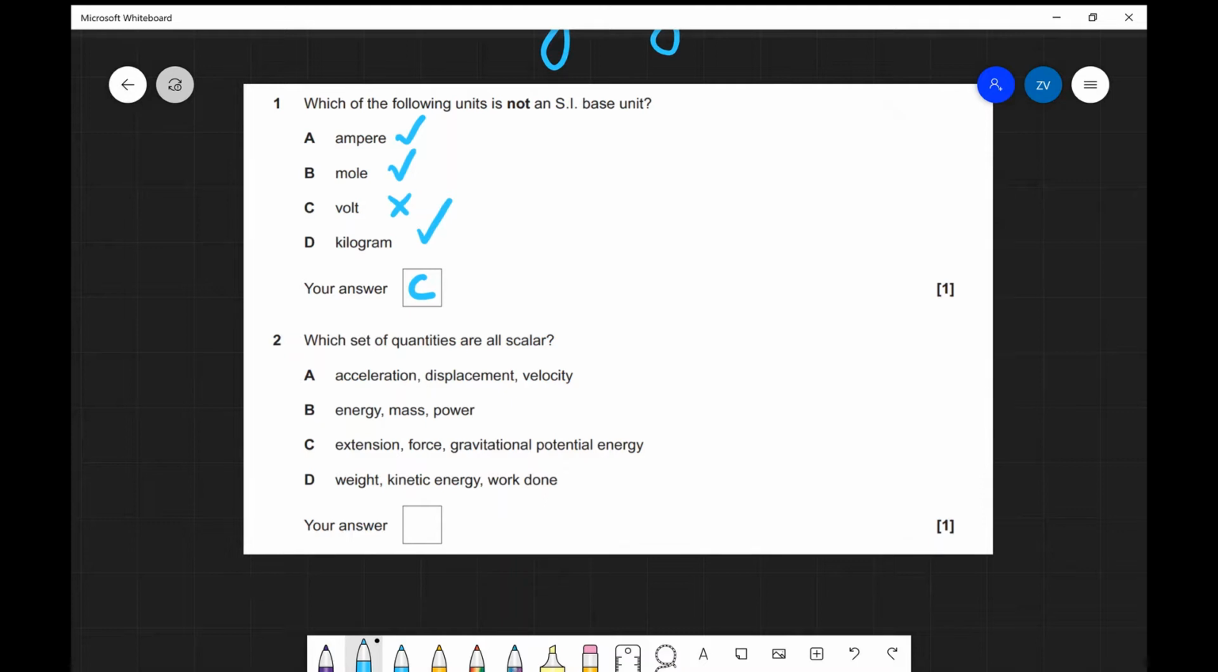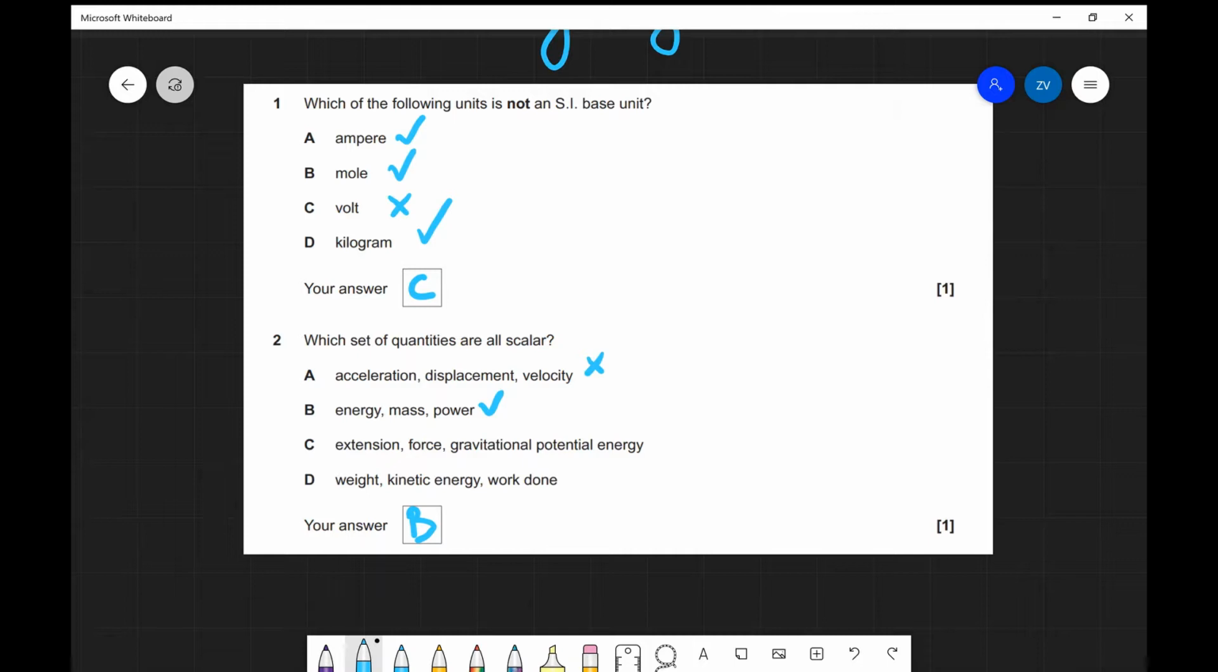Which set of quantities are all scalar? So remember, a scalar quantity only has a magnitude rather than a direction. So going for the first one, acceleration. Well, acceleration definitely has a direction, so this is a vector. In fact, all of them from part A are vectors, so it's not going to be this one. B, energy, this is a scalar, mass is also a scalar, and power, that's just energy over time, so that's also a scalar. So this has got to be the correct answer.